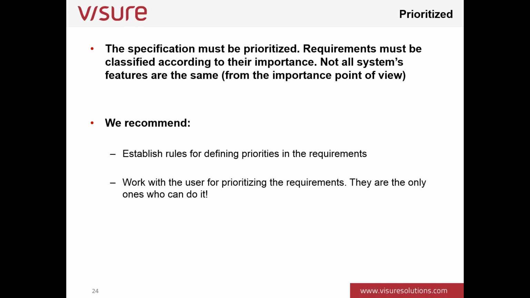They must be classified according to importance, because probably not all the system features are the same from the importance point of view. Having a low priority doesn't mean that we are not going to implement this requirement, but it means that we are going to implement the high priority requirements first. For that, we recommend establishing rules for defining the priorities. There are several technologies and methodologies that will give you some tips for prioritizing your requirements. And of course, you have to work with the user, because in the end, they are the only ones who can prioritize those requirements. So those are the rules for the specification.